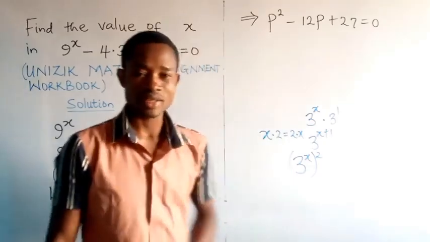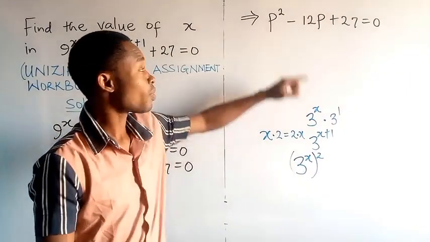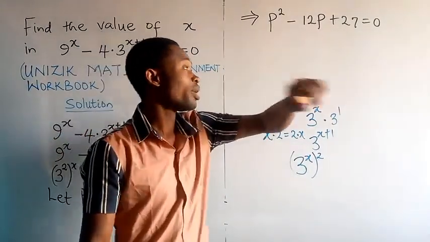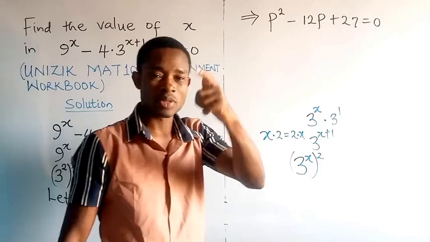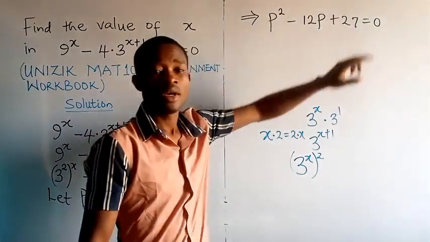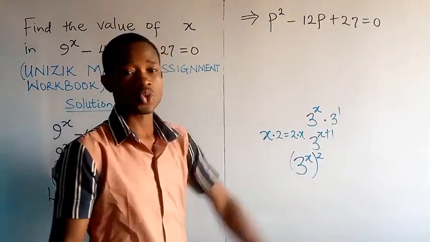But here, I don't do that, especially now where we see ourselves most times in CBT examination. To deal with this quickly, find two numbers which if you multiply, you get plus 27. Those numbers must be factors of 27. But again, the numbers must be added to give you minus 12.